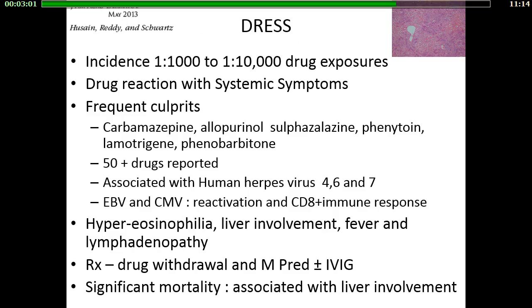DRESS syndrome is something you are likely to see in the ITU. This syndrome of eosinophilia, rash, lymphadenopathy, and fever. Frequent culprits being carbamazepine, allopurinol, sulfasalazine, and the like. Really serious disease, frequently treated with high-dose steroids, often goes on to liver transplant.